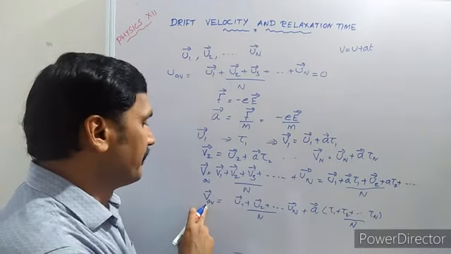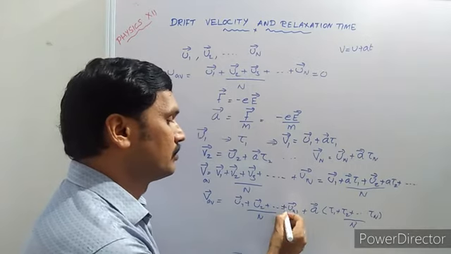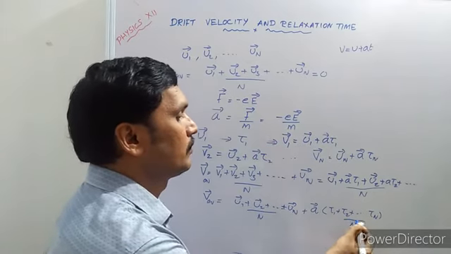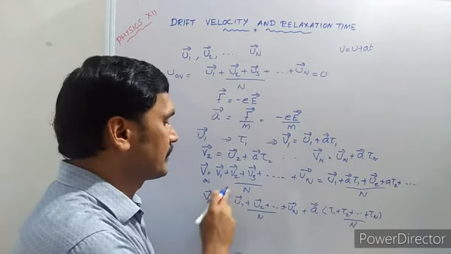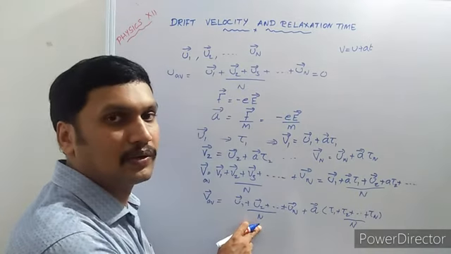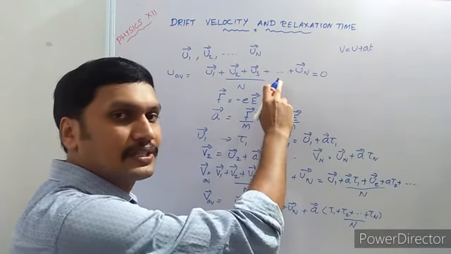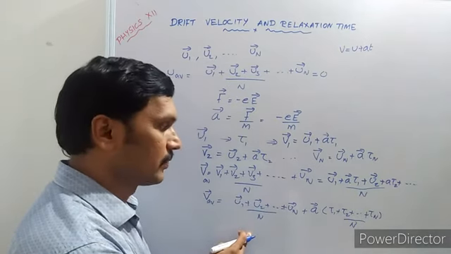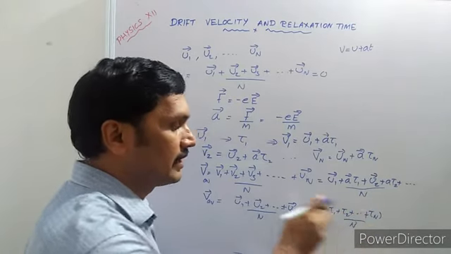So V average is equal to U1 plus U2 plus etc. up to Un by n plus A into tau 1 plus tau 2 plus etc. up to tau n by n. What is this term, U1 plus U2 plus etc. up to Un by n? It is the average thermal velocity. We already know that the average thermal velocity of all electrons is equal to 0. And what is this term, tau 1 plus tau 2 plus etc. up to tau n by n?